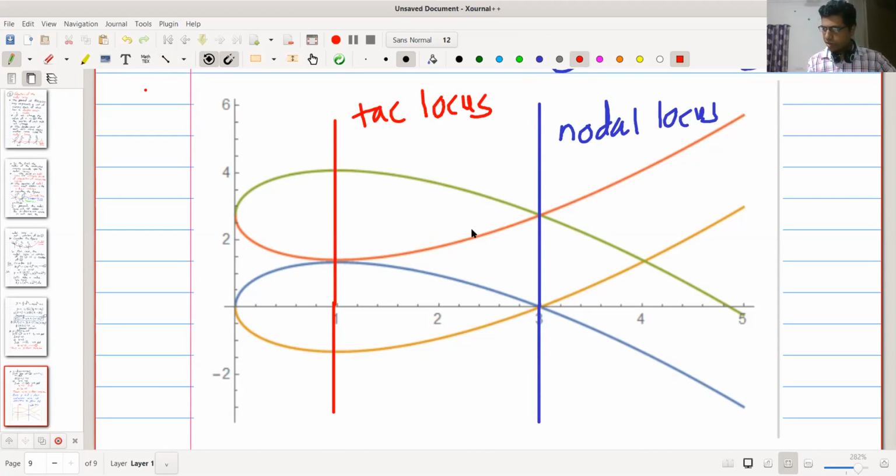This is the example where we can find both the loci. In the next lecture, we discuss cuspidal locus with examples. Thank you.